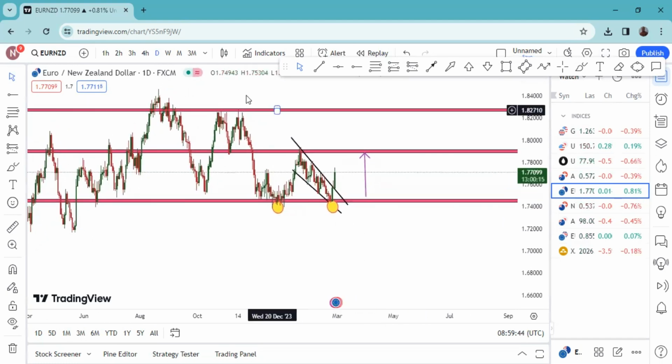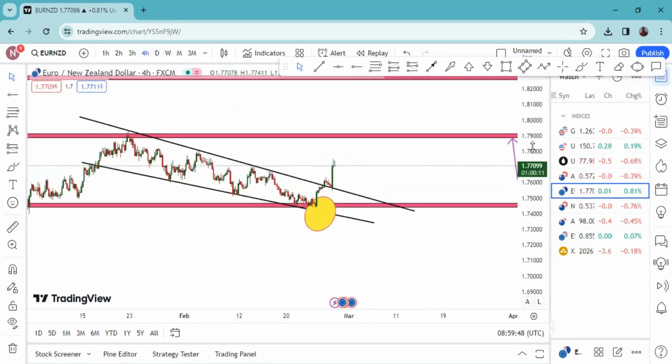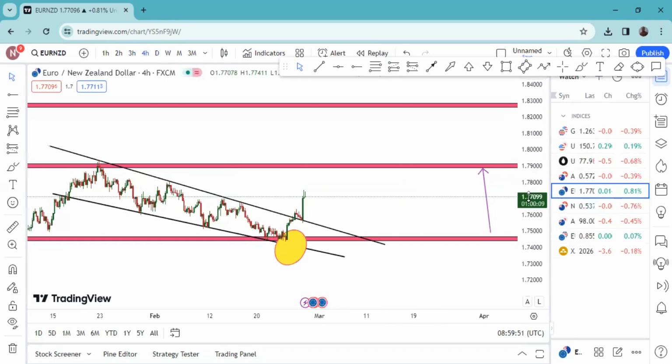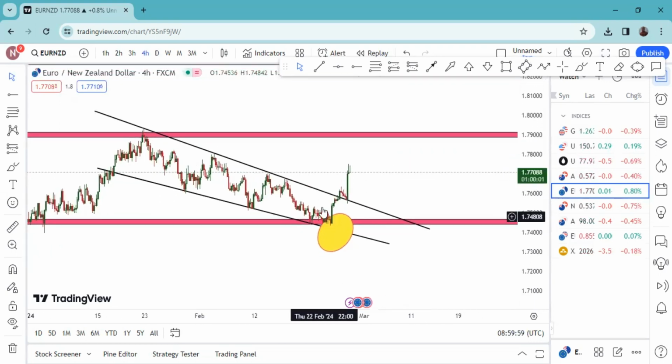So the last confluence, I'm going to 4 hours. And on 4 hours, you can see clearly that the market broke this trend line very well. This was a kind of descending trend line. The market broke this very well.